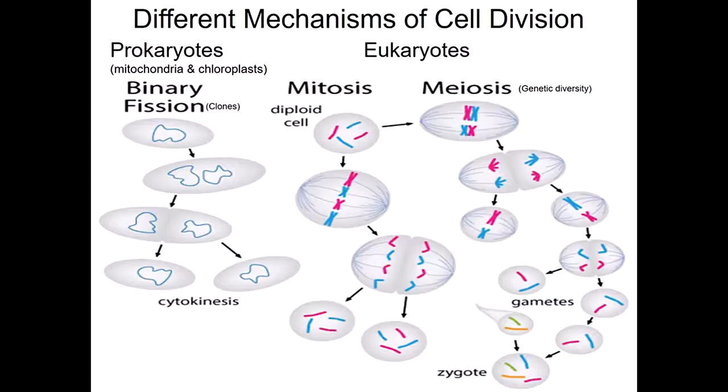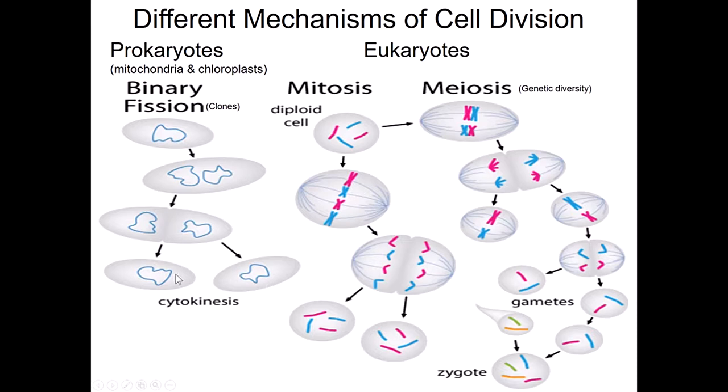Okay, so now let's look at different mechanisms of cell division. How do all of these different types of organisms divide? So let's first look at our prokaryotes, our bacteria and archaea. They divide by binary fission. So here's our bacteria. Here's just a simple circular looped piece of DNA, and it copies its DNA, and it just becomes loose, and now you've got two identical copies of DNA, and then the cell divides, and now you've got two identical bacteria.